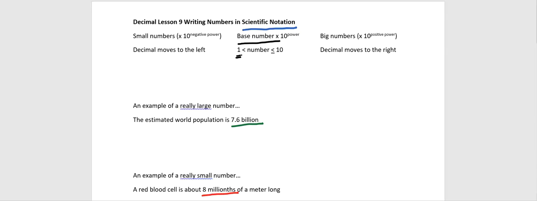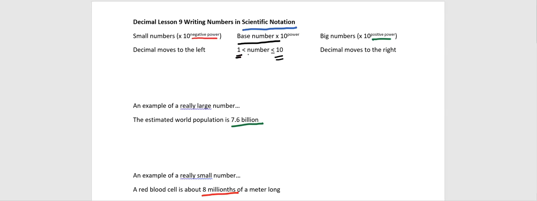The number has to be at least a value of 1, but it cannot be a value of 10. So what that means when we start writing scientific notation, I can say 1 times blah, blah, blah, but I can't say 10 times blah, blah, blah. Okay, and that times blah, blah, blah is going to be, and I know that's a real technical term, taking that base number and multiplying it by a power of 10. A power of 10 either raised to a positive power or a power of 10 raised to a negative power.